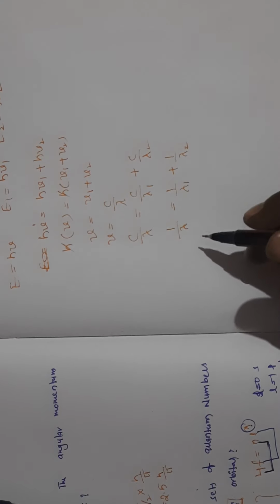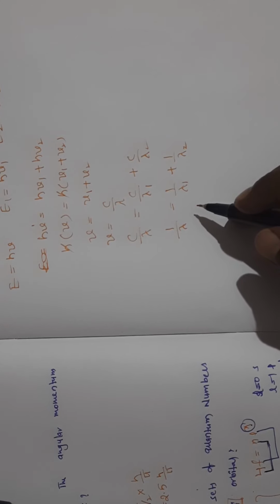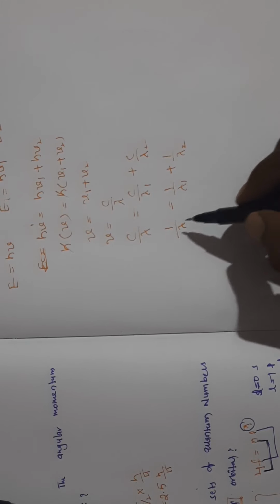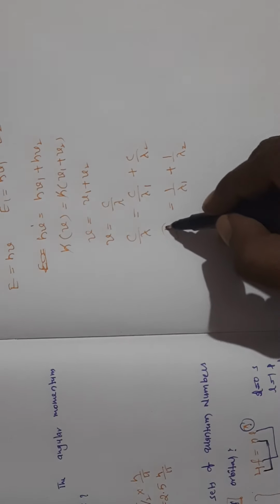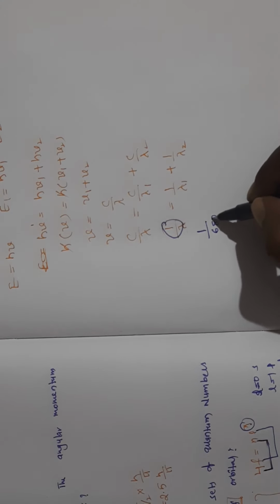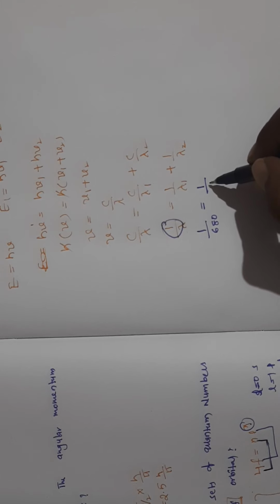According to the problem, they've given that a gas absorbs a photon of 355 nanometers and emits two wavelengths. One of the emissions is at 680 nanometers, so one wavelength is 680 nanometers, this wavelength they mentioned. So 1 by 680 is equal to 1 by lambda 1, and the value there is 355 nanometers.